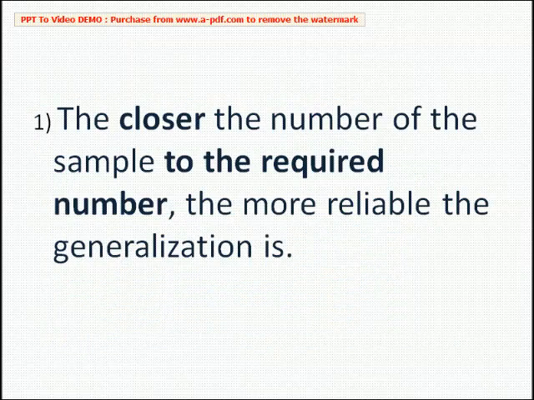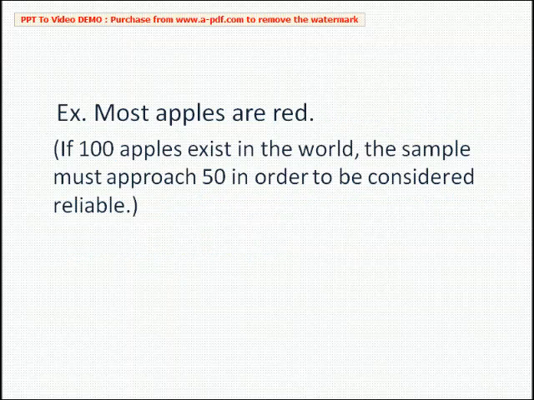First, the closer the number of the sample to the required number, the more reliable the generalization is. For example, most apples are red. If 100 apples exist in this world, the sample must approach 50 in order to be considered reliable.